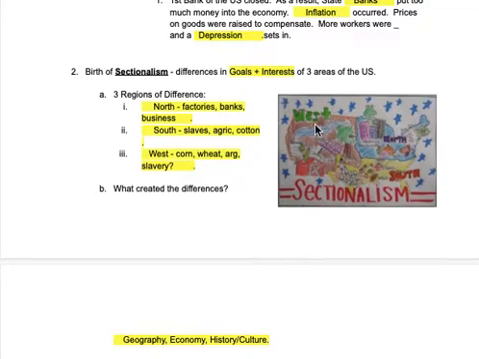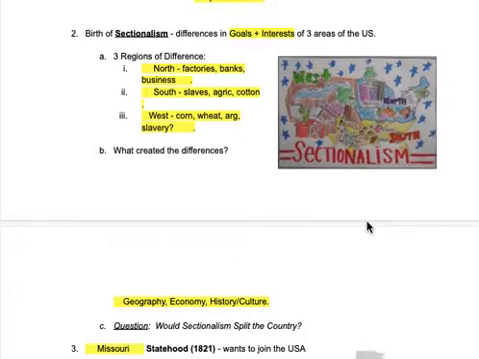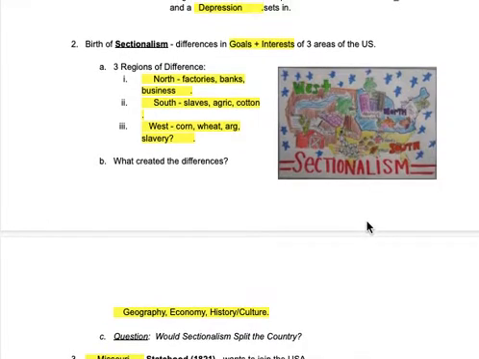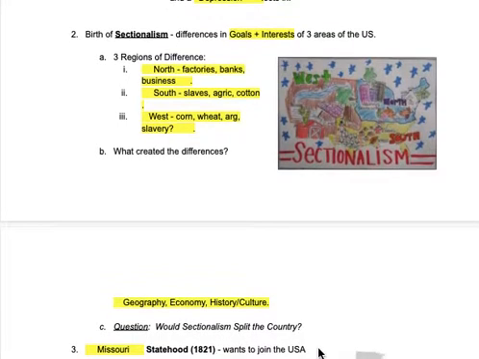The South has theirs, and the West has theirs. And this would eventually split us up and help, I shouldn't say help, because it didn't help, cause the Civil War. All right, question on this topic. What would sectionalism split the country?